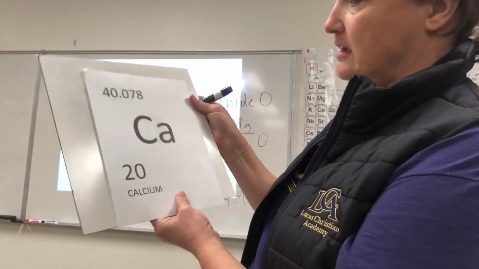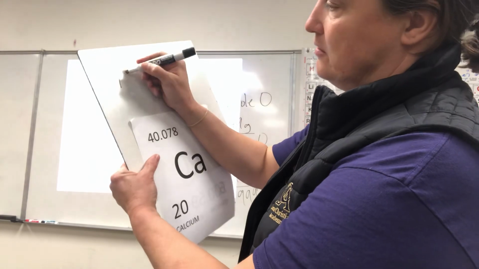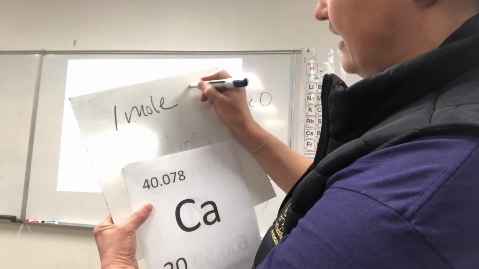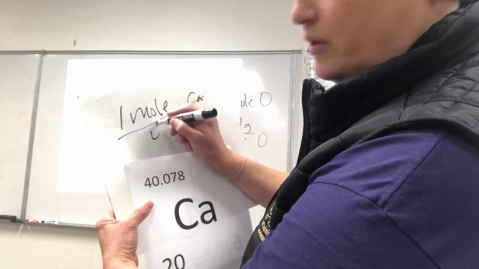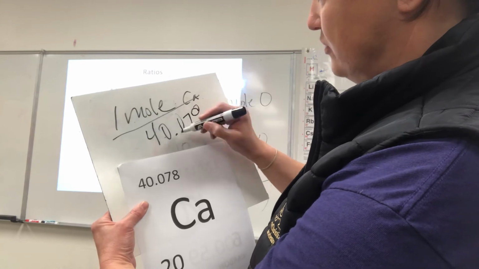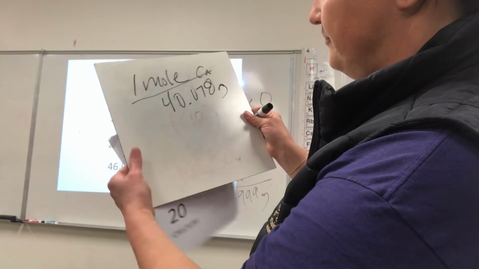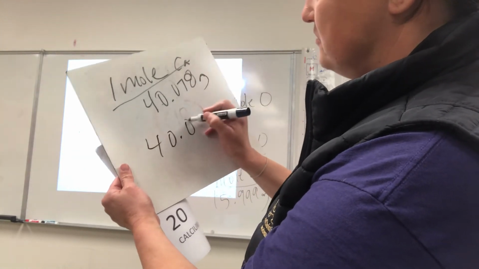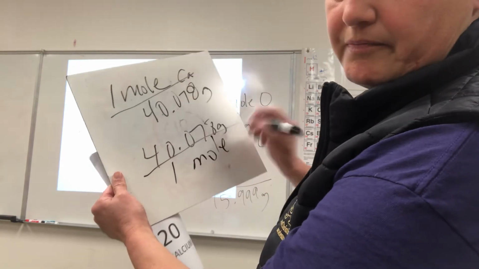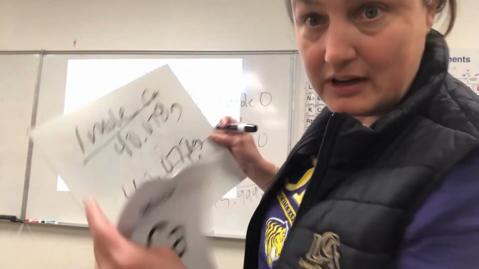Let's do one with calcium. With calcium, the ratio I would create from this is, in 1 mole of calcium is 40.078 grams. Or I could reverse it. I could say 40.078 grams of calcium equals 1 mole. So you see, from this, we can use either ratio, and we're going to use that in some problems.